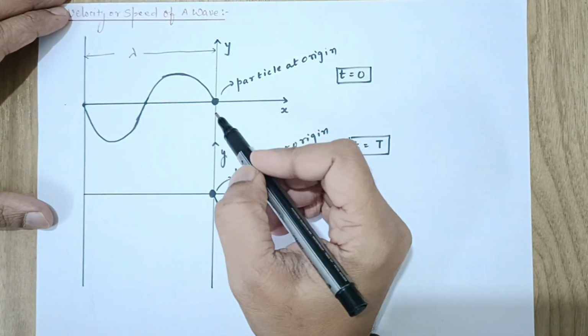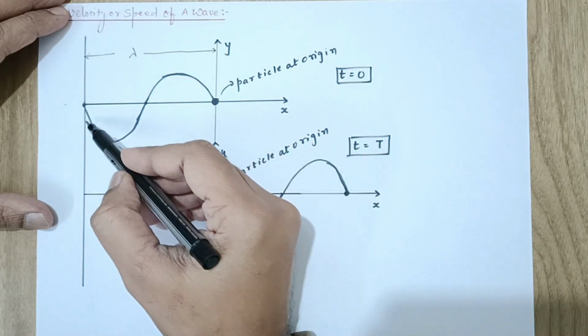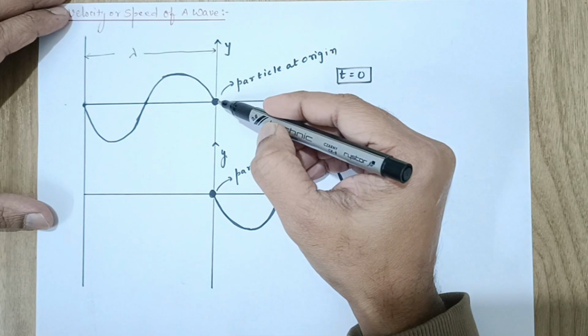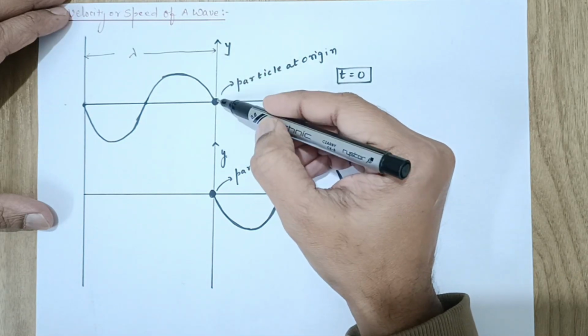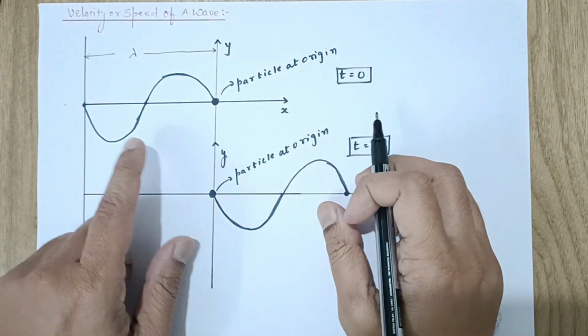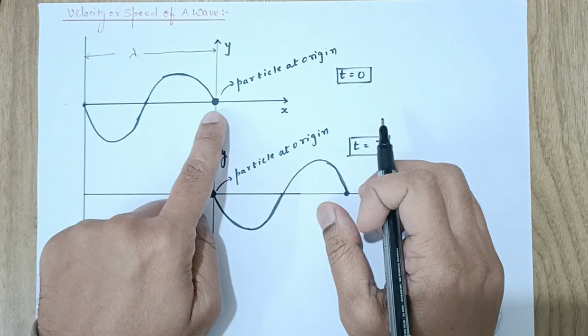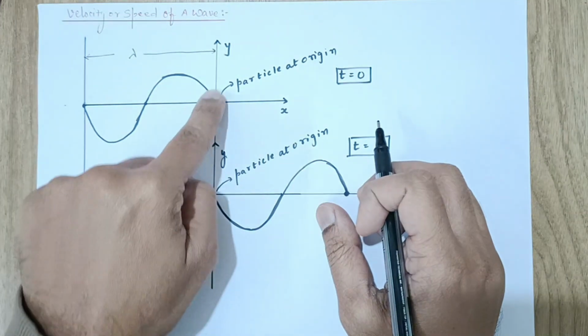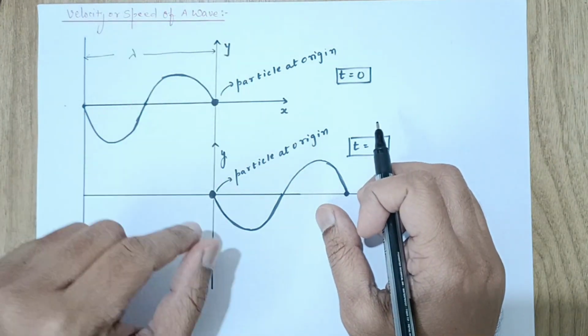So just now, by looking at the animation, you might have very well understood that when a plane progressive wave, which is transverse in nature and moving along positive x direction, passes through a particle of the medium, say, for example, at the origin of the coordinate system, this particle oscillates along y direction once. So when one wave passes through the particle, this particle travels up and down and completes one oscillation.